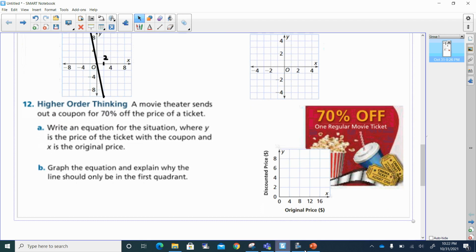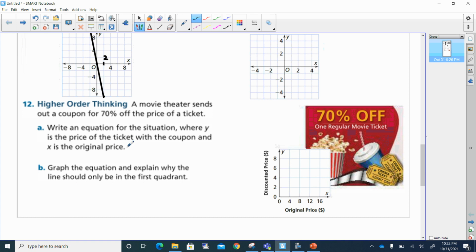We have number 12. Number 12 states the movie theater sends out a coupon for 70% off the price of a ticket. Write an equation for the situation where y is the price of the ticket with the coupon, and x is the original price. Oh boy. All right. If we're paying for it and x is the original price, we're going to have to realize the ticket was 100% of the original price, and this coupon is taking 70% off. That's going to leave us 30%.